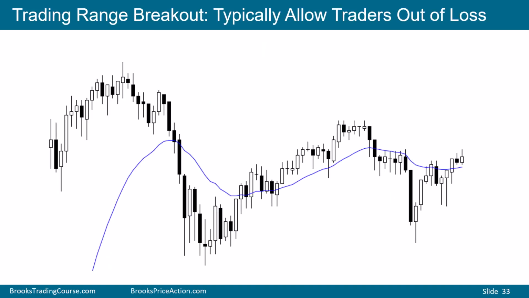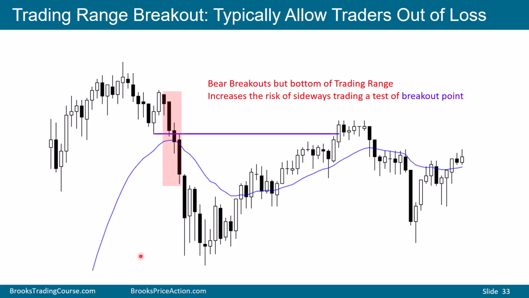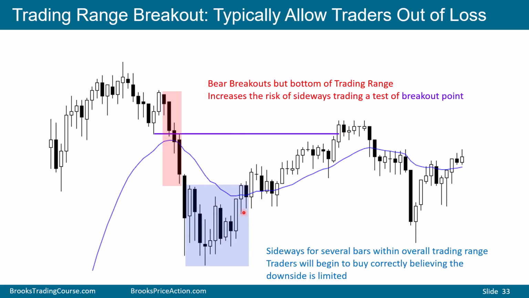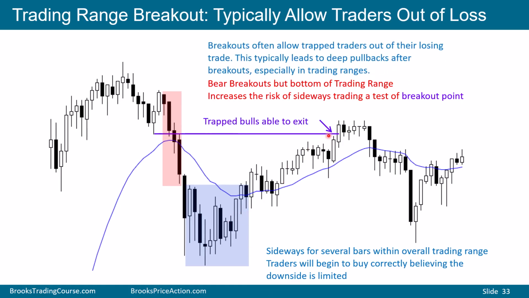Trading ranges, they typically allow traders out of a loss. We have a bear breakout, but bottom of a trading range here. Reasonable to buy the low of this bar right here, this purple line. Once the market started to go sideways for several bars within the overall range, traders, they begin to correctly buy, believing that the downside is limited. And then those trapped bulls, they're able to exit, break even at their first entry with a profit on their second. And this is why most breakout points close in trading ranges.